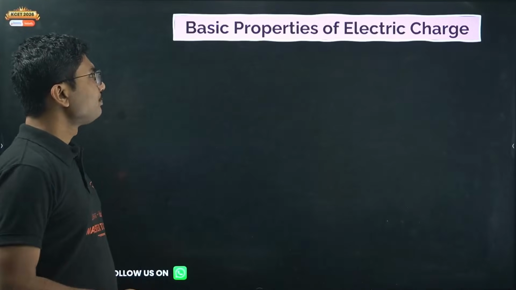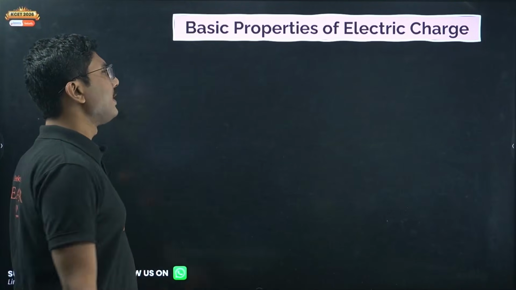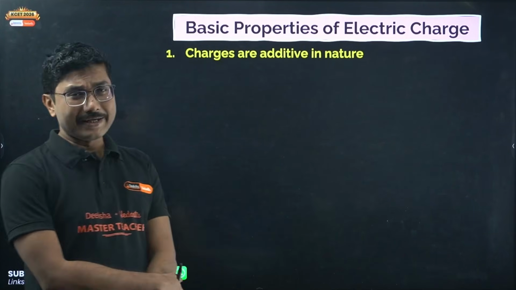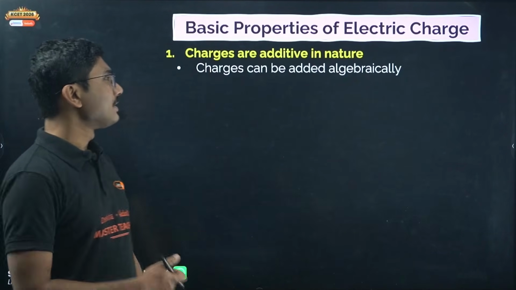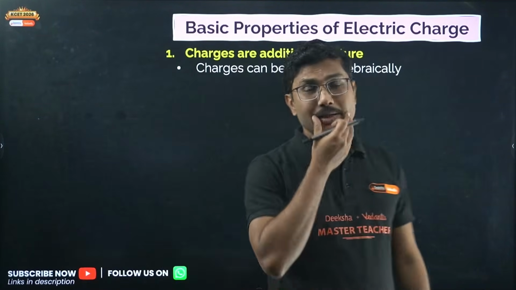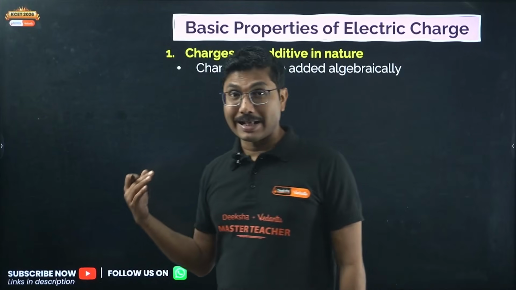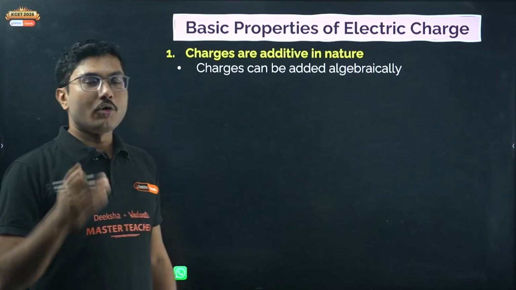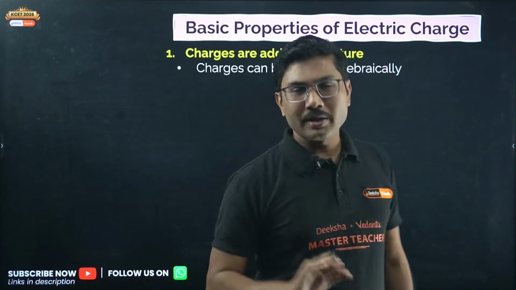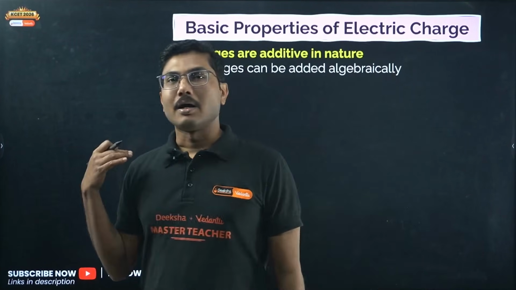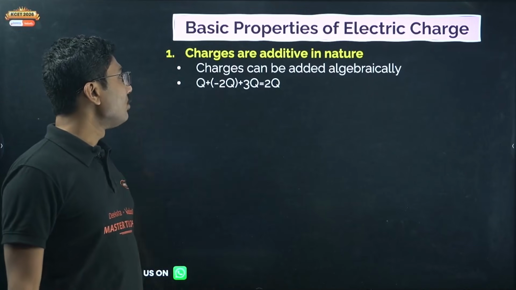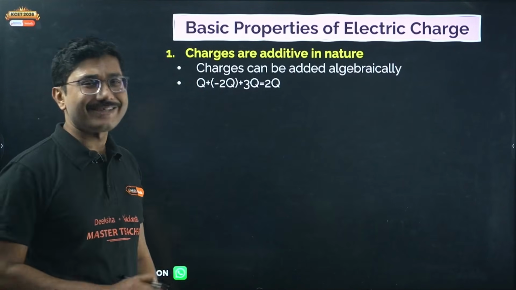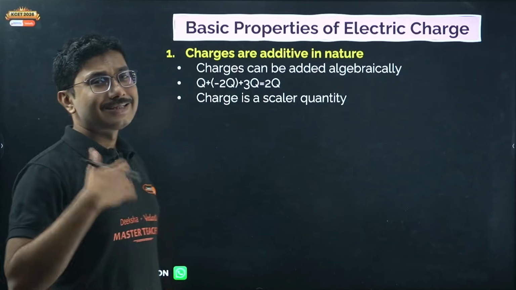Now let's move on to the basic properties of electric charge, a very important concept. There are three basic properties. First, charges are additive in nature. What is the meaning of that? Charges can be added algebraically, the way you have done in algebra in your lower classes: 2 minus 1 is 1, 2 minus 3 is minus 1. In the same way you can add charges. For example, q minus 2q plus 3q is equal to 2q. There is no vector addition because charges are scalar quantities.